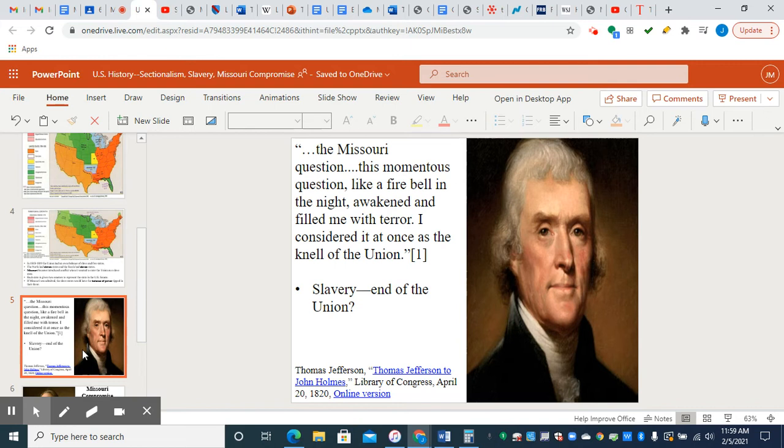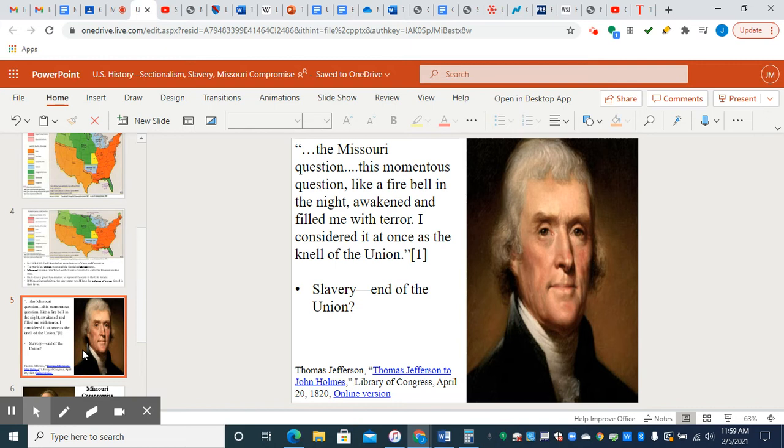And who has died, according to Jefferson? He says the United States. That it's just a matter of time, because now the United States is headed in a path toward its own destruction. So he says, I considered it once a knell. A knell is the sound a bell makes. Considered it once as the knell of the Union. So Thomas Jefferson thought, this is the beginning of the end of the United States.